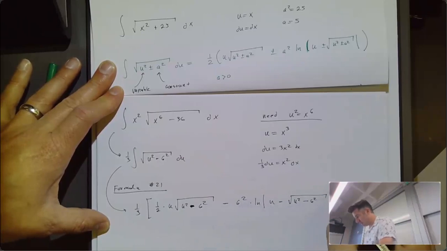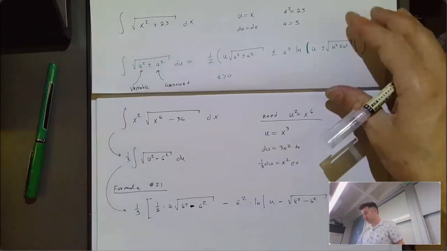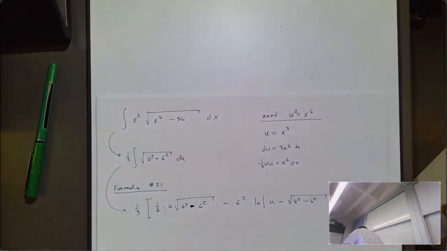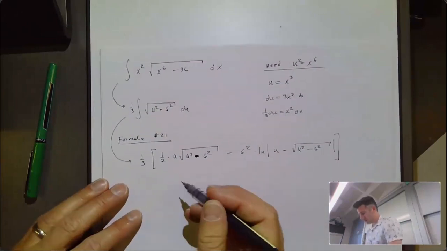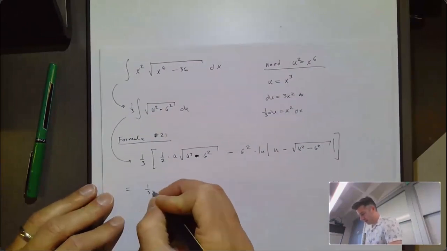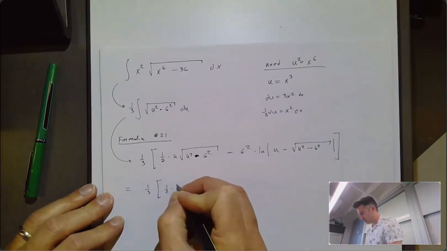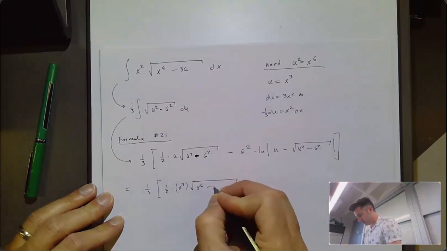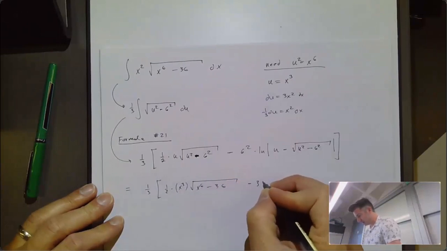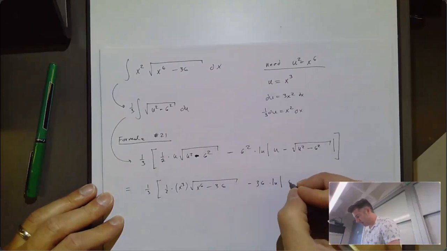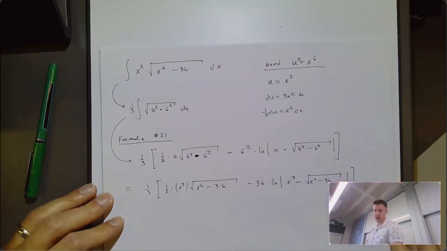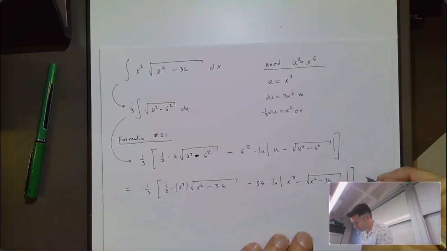And now I probably should have from the very beginning just plugged in what u was equal to. So now let's go actually write our answer. 1/3 times 1/2 times x cubed times the square root of x to the 6th minus 36, minus 36 times the natural log of the absolute value of x cubed minus the square root of x to the 6th minus 36. What a not fun formula to look at. Oh, plus C.